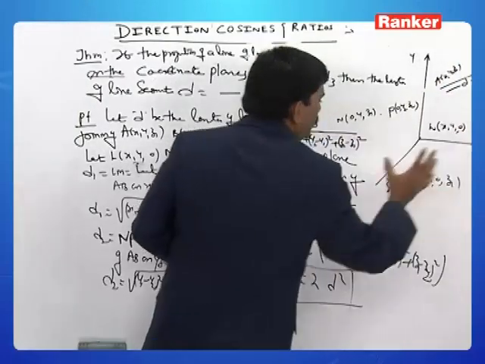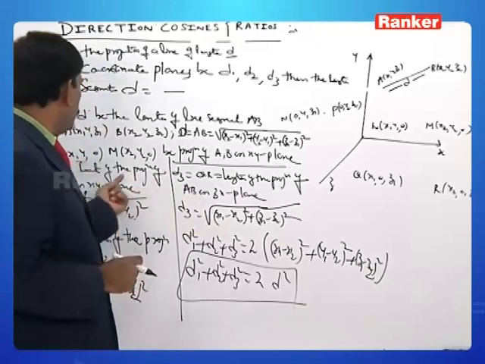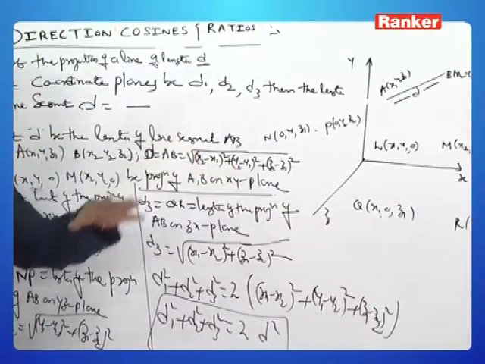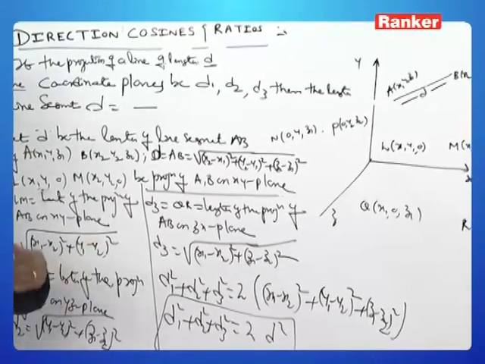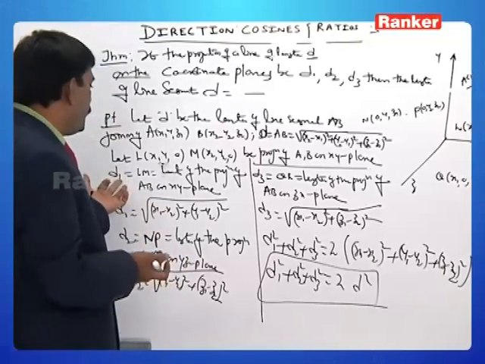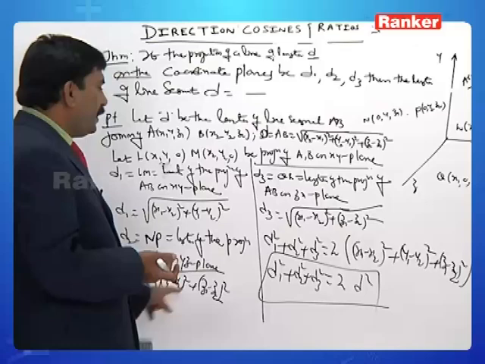Projection of AB on this is what? QR. Find out AB, which is nothing but the square root of (x2 minus x1) whole square plus (y2 minus y1) whole square plus (z2 minus z1) whole square, that is d. Now on the xy plane LM, on the yz plane NP, on the zx plane what?